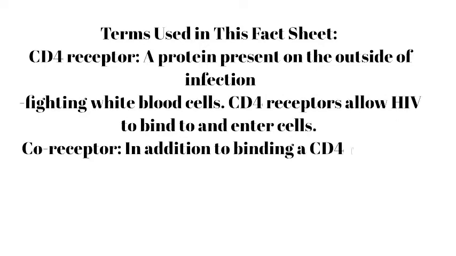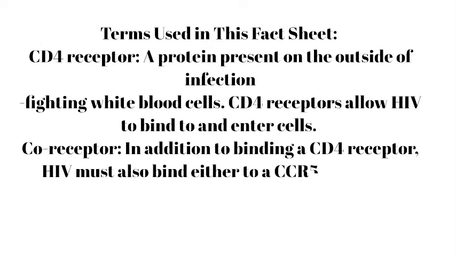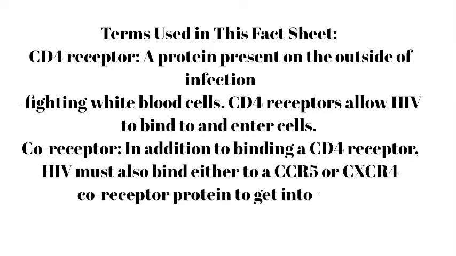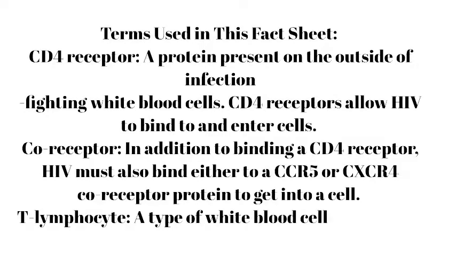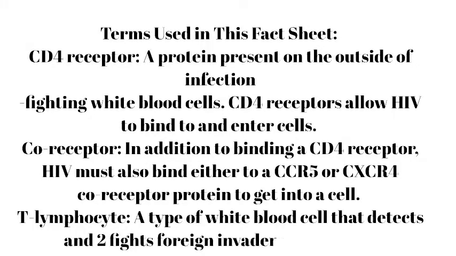Co-receptors. In addition to binding a CD4 receptor, HIV must also bind either a CCR5 or CXCR4 co-receptor protein to get into a cell. T lymphocyte. This is a type of white blood cell that detects and fights foreign invaders of the body.